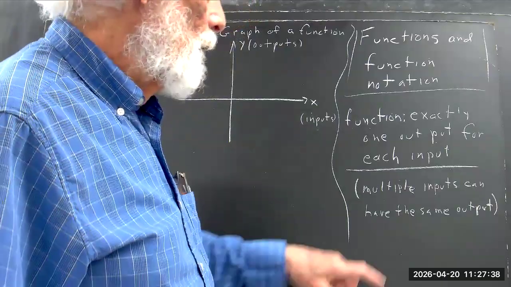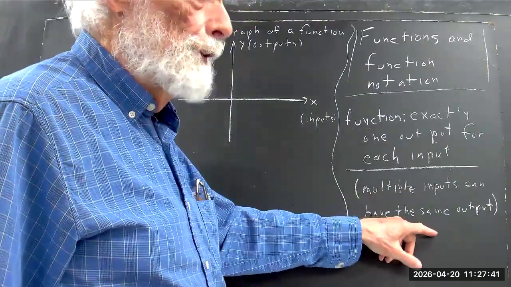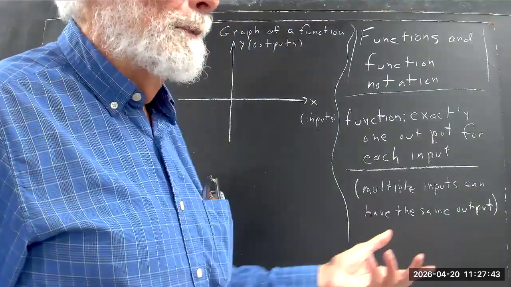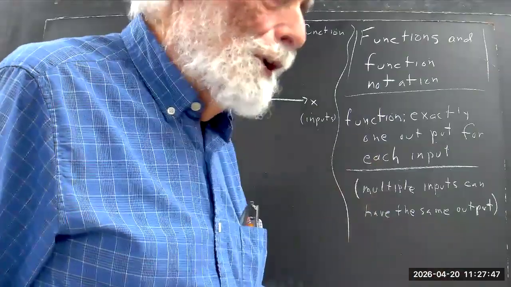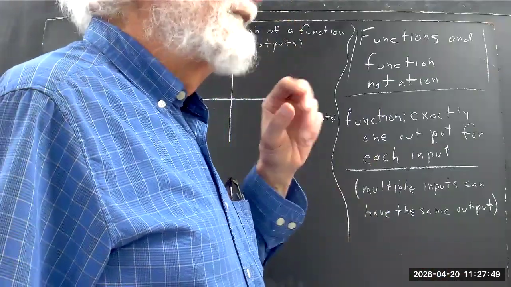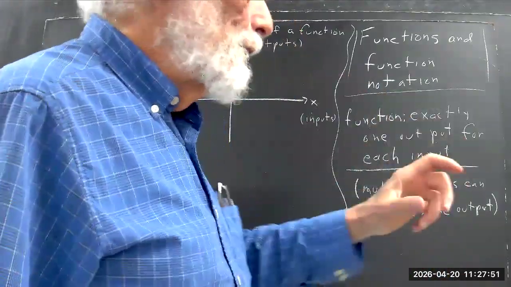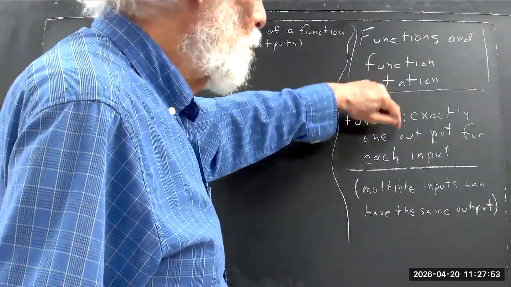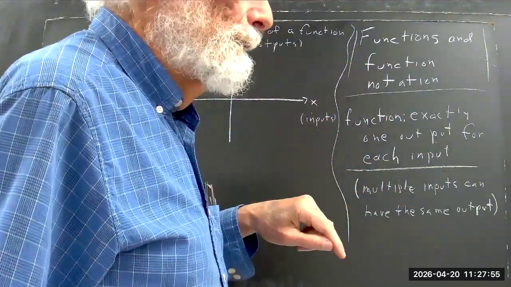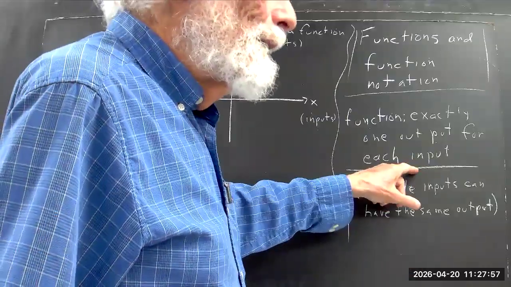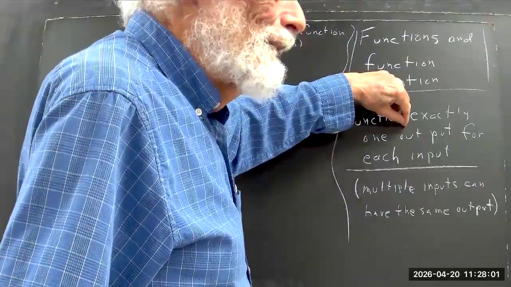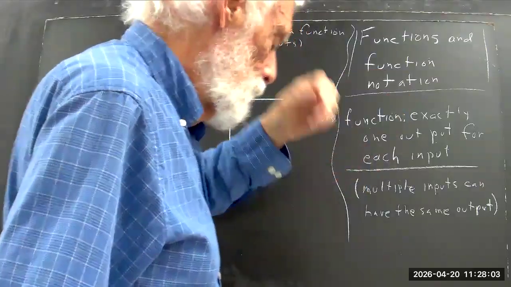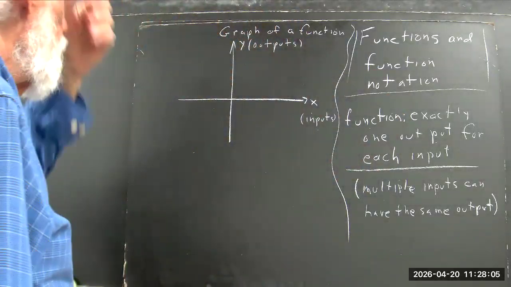Now, it might be that I give you the same number for more than one input. That's okay. That doesn't violate the only condition, which is that there's exactly one output for each input. It doesn't say how many different inputs might result in a certain output. Okay, let's see how that works out.